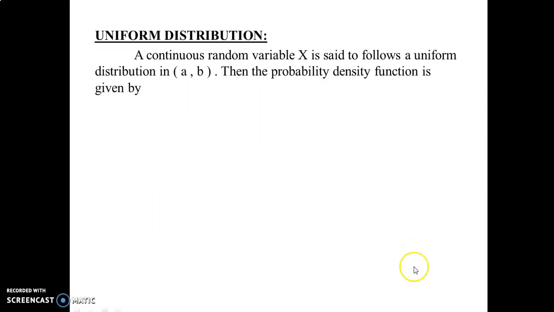Next, continuous type, that is the uniform distribution, a very important distribution. A continuous random variable X is said to follow a uniform distribution in (a, b) if the probability density function is given by f of x equal to 1 divided by b minus a, for a less than x less than b, otherwise the function is 0. For continuous type we say probability density function, and for discrete we say probability mass function. The interval given here is (a, b), so the function is 1 divided by b minus a for a less than x less than b. That is the uniform distribution.